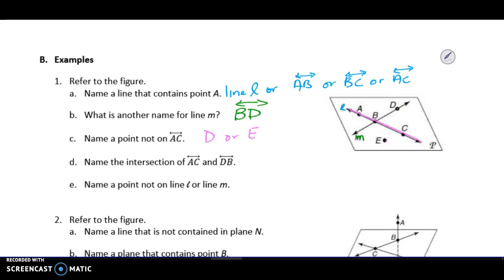Next, name the intersection of AC and DB. So when we look it over, AC, DB, intersecting lines, we know they intersected exactly 1 point, so we're just naming the point. Point B. Name a point not on line L or line M. So line 1 that's not on there, point E.